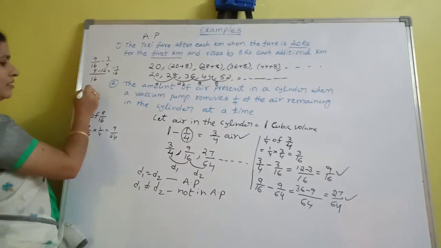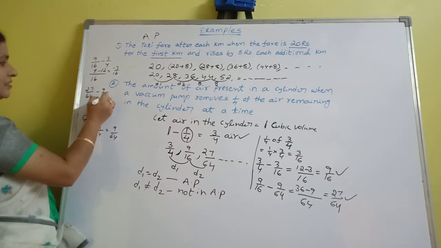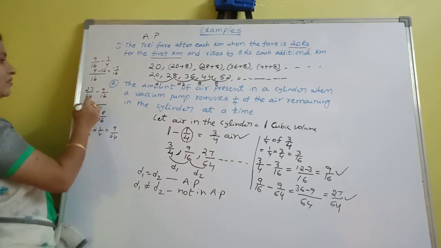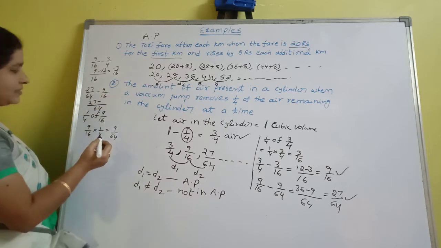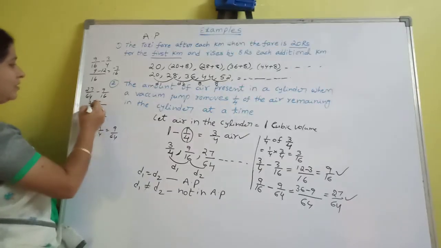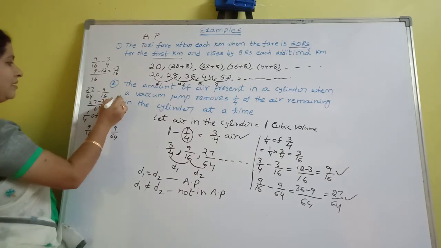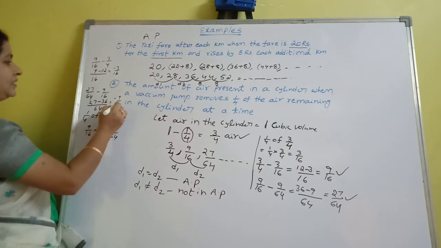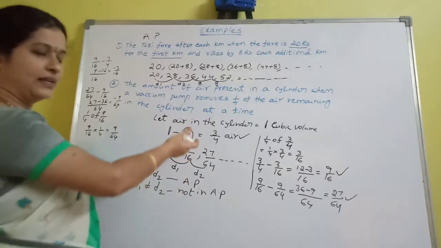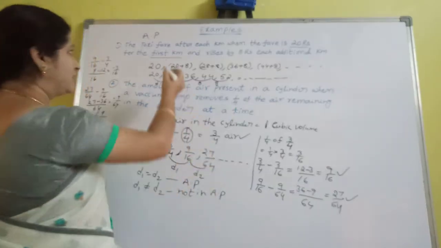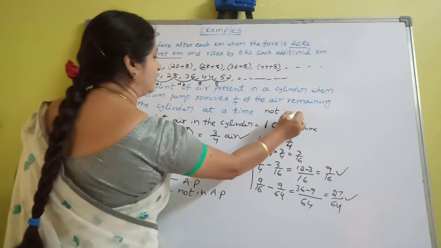Again do the second one. 27/64 minus 9/16. 64 is the LCM. 27 minus 16 4s are 64, 4 9s are 36. So it is minus 9/64. These two are not equal. Differences are not equal, which means the series is not in AP. So the first statement is in AP, the second statement is not in AP. Okay.